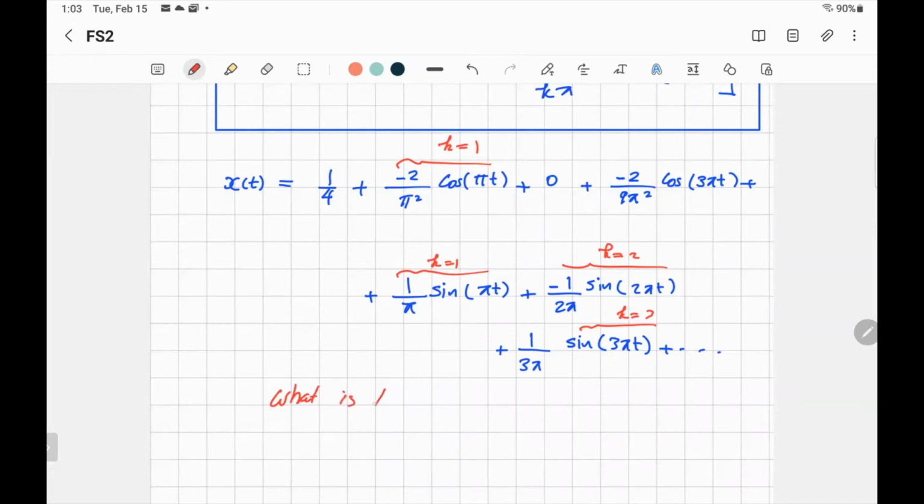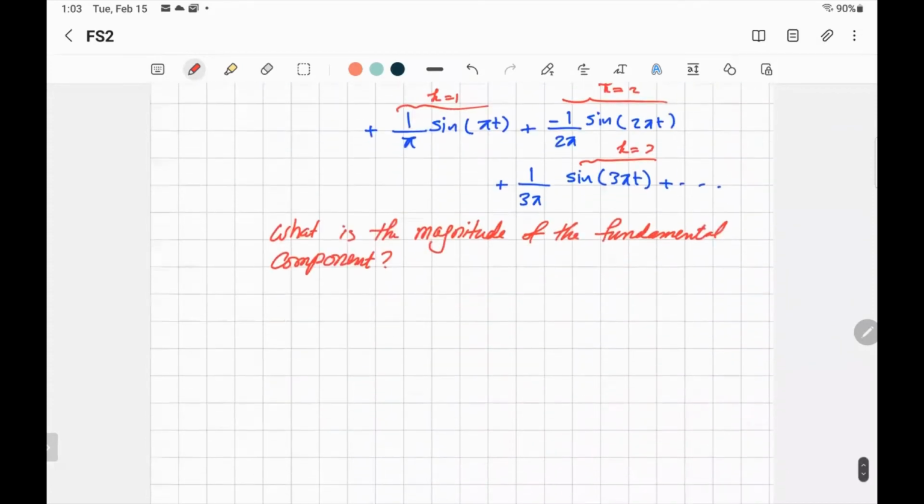What is the magnitude of the fundamental component? What does it mean, the fundamental component? A_k squared, B_k. The first. Well, that's very close to the right answer.